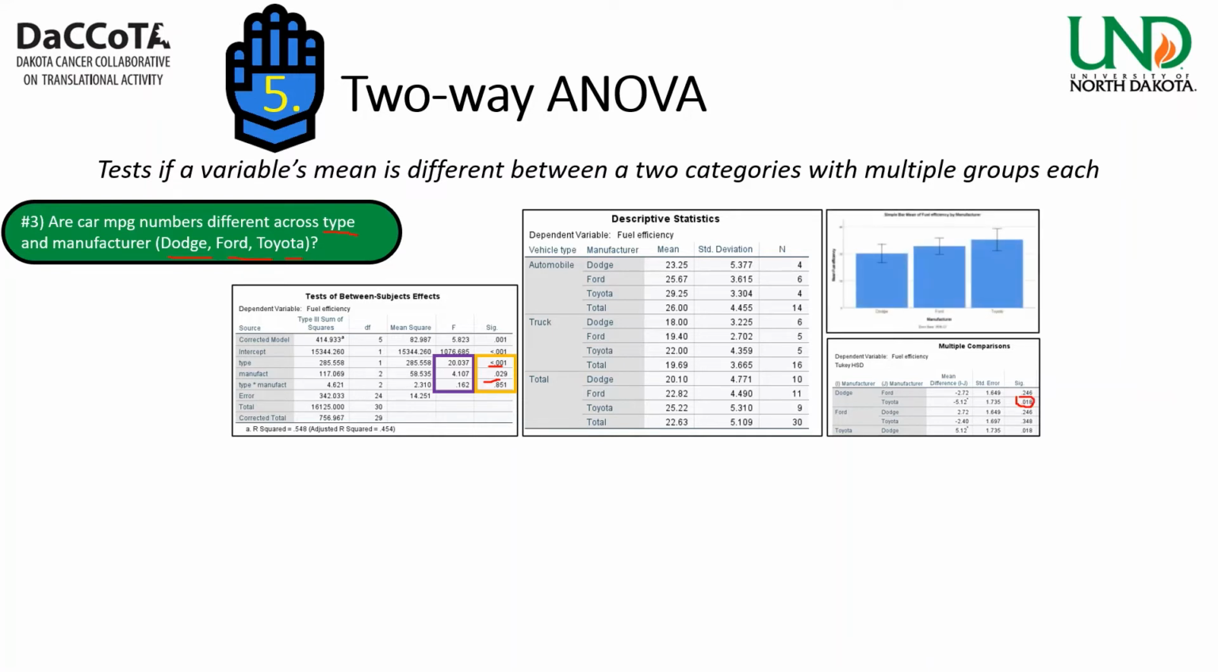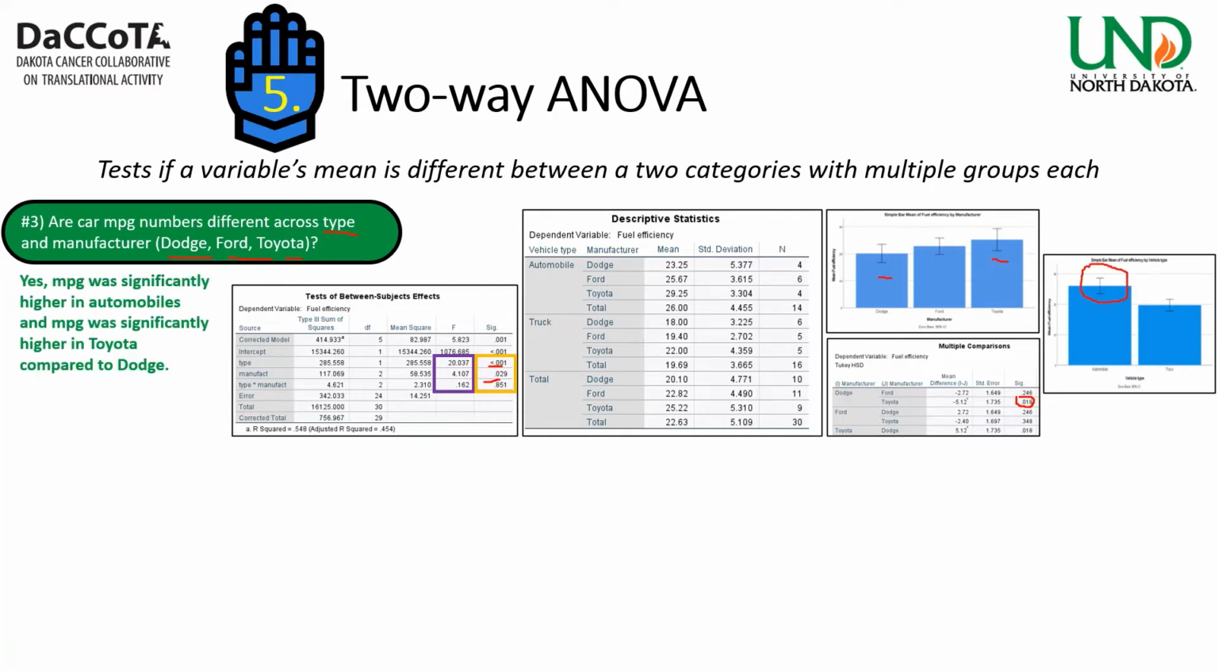So what we can see here is, yeah, Toyota is the highest, Dodge is the lowest, and these two are significantly different, but Ford is in the middle. And again, we don't really need to do this because it's just two-way. We can see clearly that since they're significantly different, the higher one is automobile MPG. And we've already seen that through a t-test. So yeah, MPG was significantly higher in automobiles, and MPG was significantly higher in Toyota compared to Dodge.